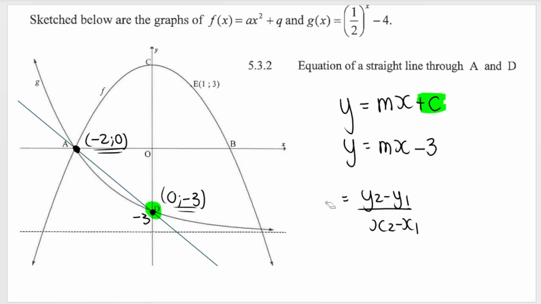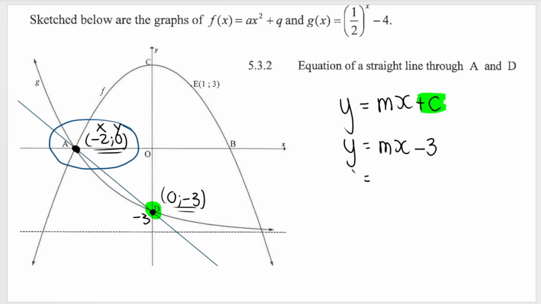Or what you can also do is substitute a point in and solve for m. I'm going to do that. So we see that A, this point over here, also lies on the straight line. We know that A consists of an x and a y, it's a coordinate. In the place of y, I'm going to put 0, and in the place of x, I'm going to put negative 2. So 0 equals m times negative 2, and then bring the negative 3 down. Now, what do I need to do to get m by itself? This is minus 3 over here. We're going to do the opposite of subtracting 3. We're going to add 3.